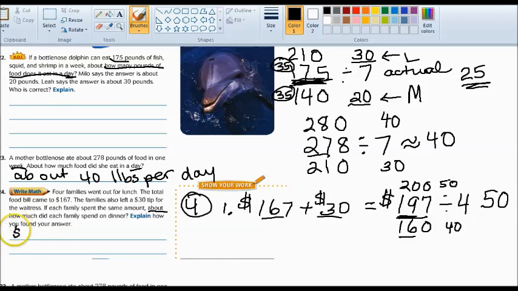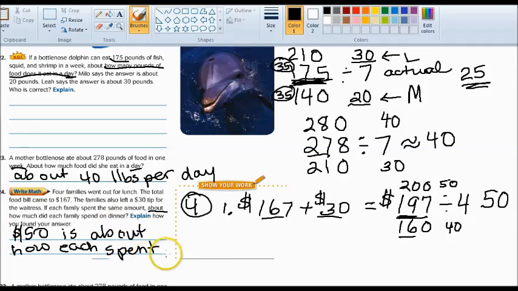So you would say about, and I should write that, $50, I'll put it this way, is about how much each family spent. I have to put about in there somewhere, and since I forgot to put it in front of the $50, I just put it in here somewhere.